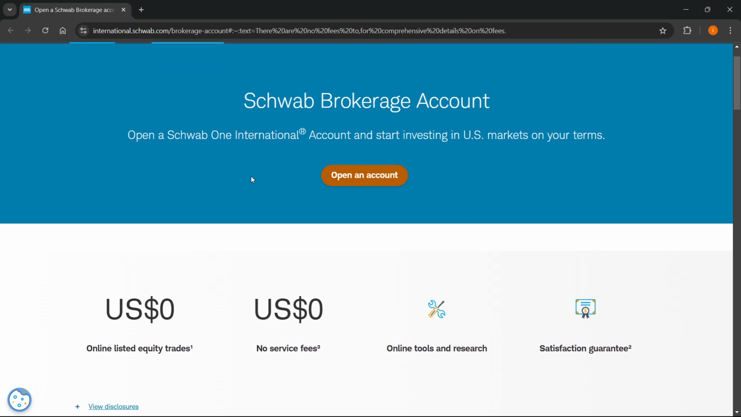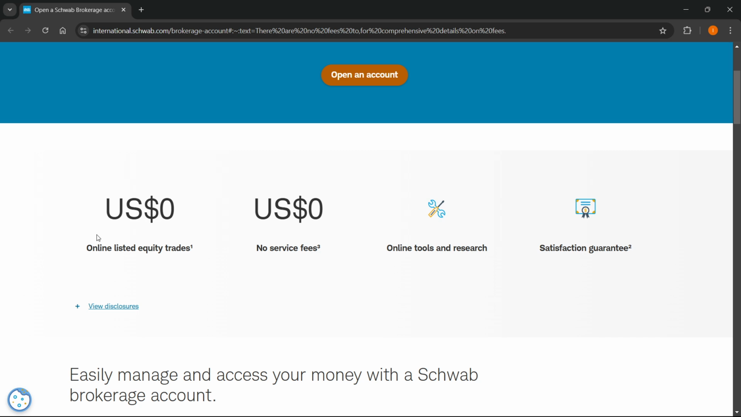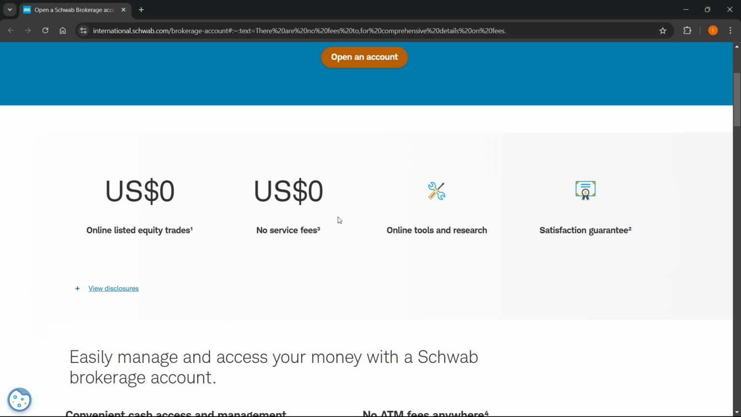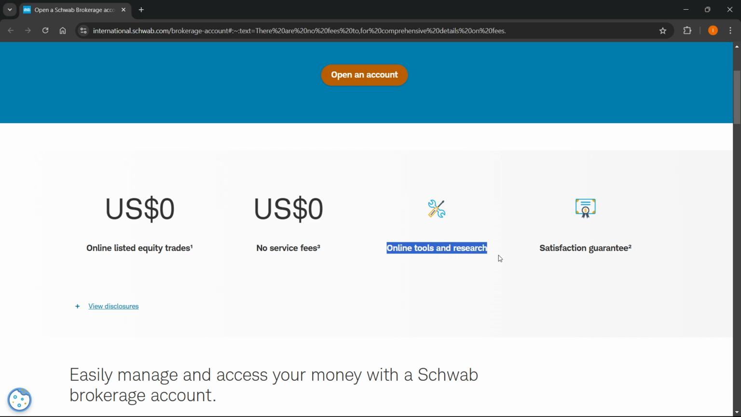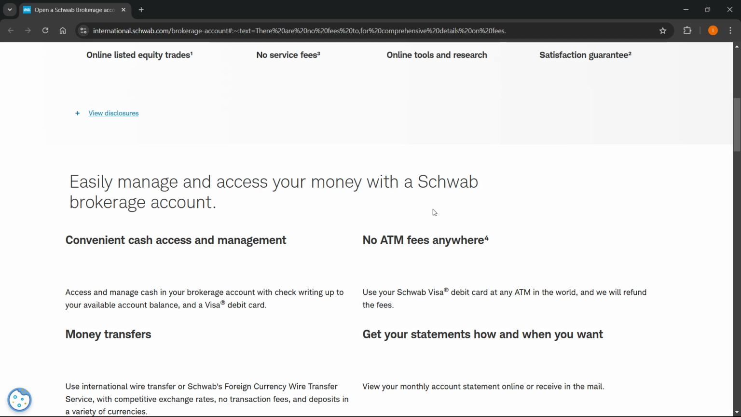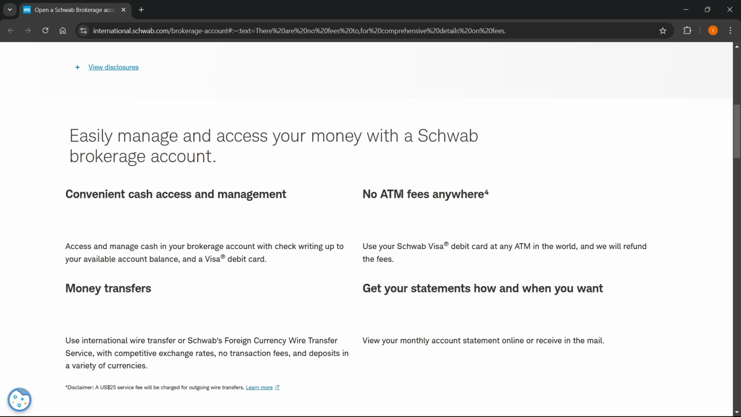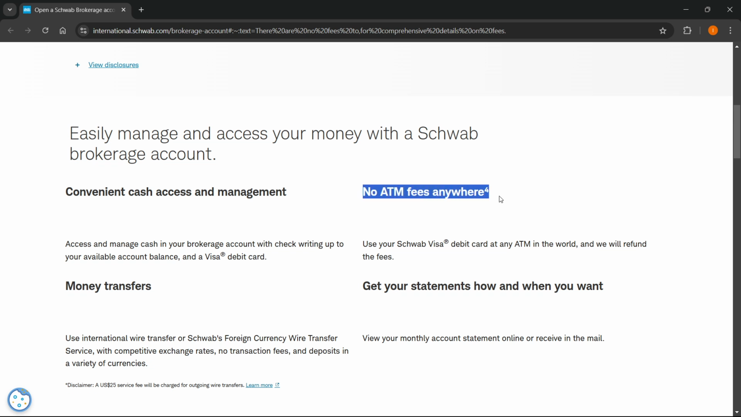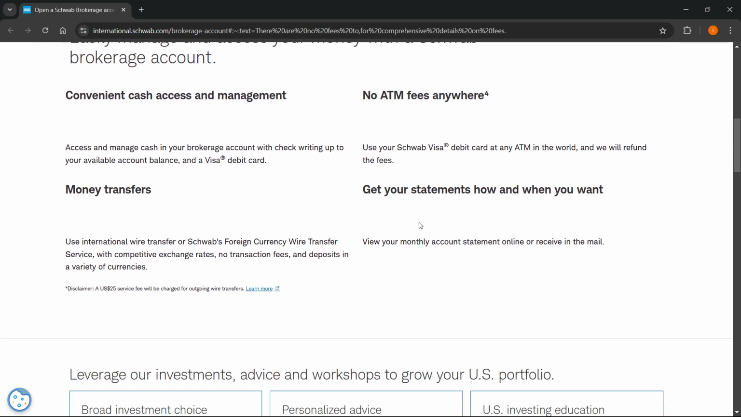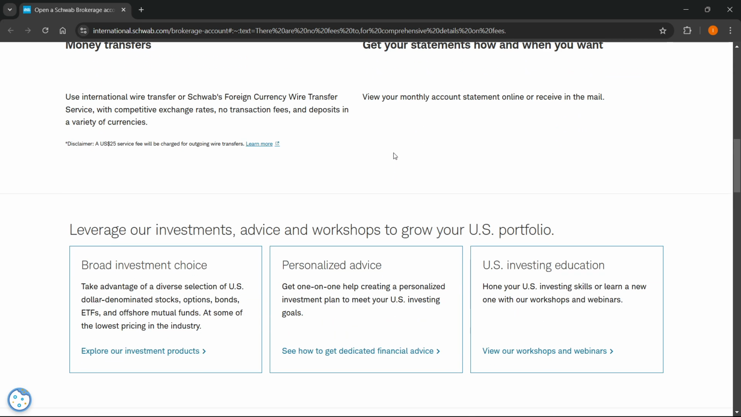Now, on their website, they openly state that US online listed equity trades are $0, okay? And you have no service fees whatsoever. Over here, you get access to online tools and research, and you get a satisfaction guarantee. Now, down here, you can also see that they offer you convenient cash access and management, and you have no ATM fees anywhere while you use the Schwab Visa debit card at any ATM in the world, because they will refund your fees, okay? Now, that's essentially it.